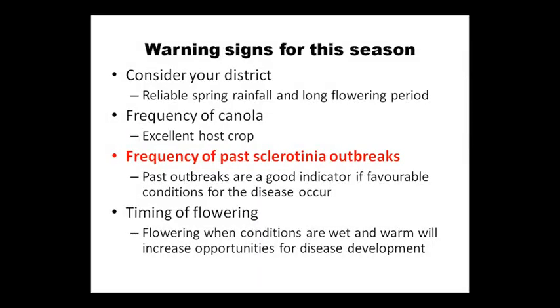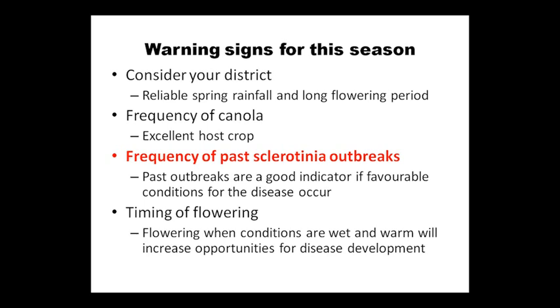So, warning signs for Sclerotinia. The first point is, to get Sclerotinia, you've got to have, in your region, reliable spring rainfall during flowering. The other interesting thing is, certainly in New South Wales, the frequency of canola rotation seems to be a driving factor, that it's the canola-wheat rotations which are seeing more disease than anywhere else.